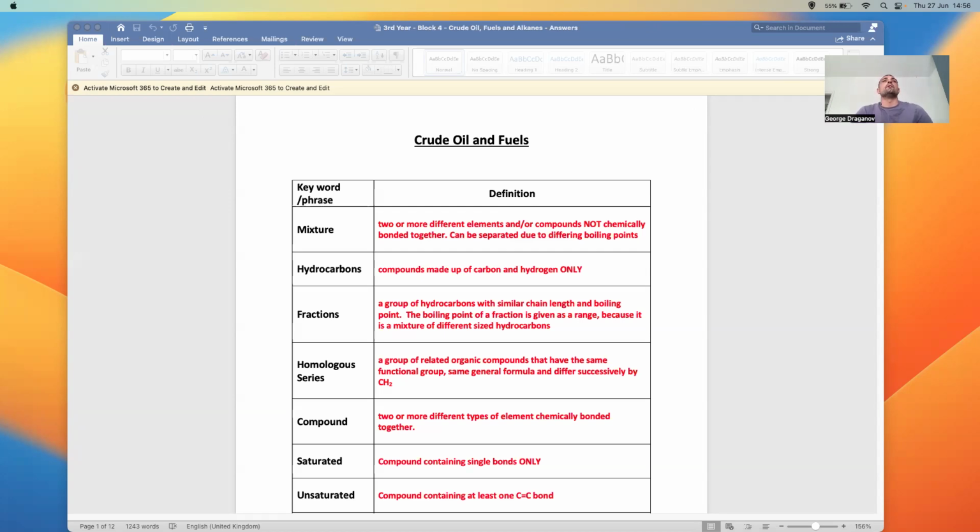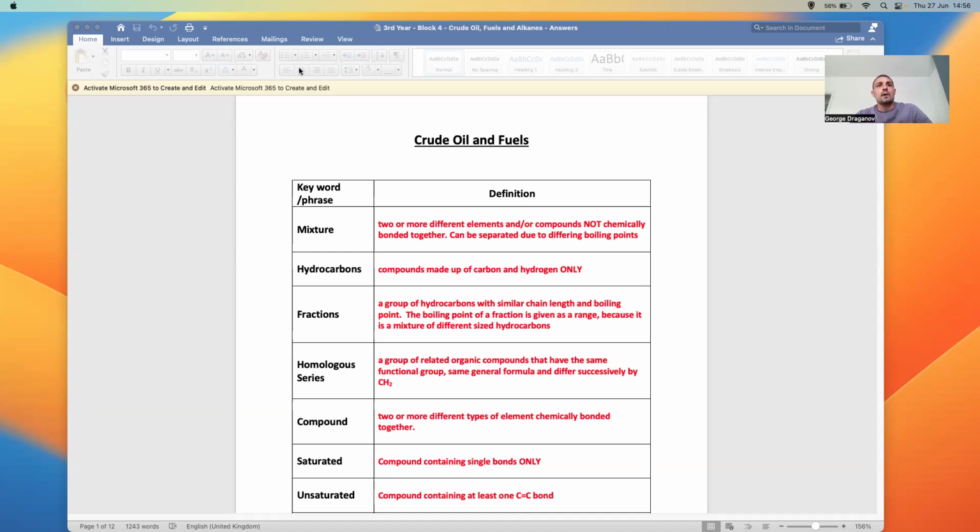One of the main differences between AQA and Edexcel is that in Edexcel they require you to know isomerism, but in AQA they don't. So for those of you that do Edexcel, I will be doing a separate lesson on isomerism.